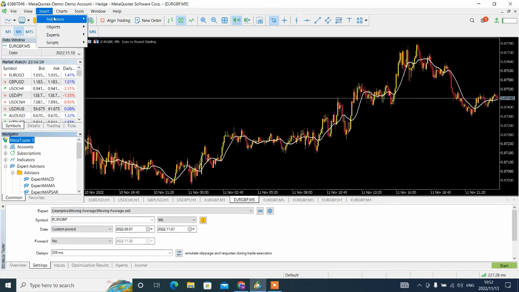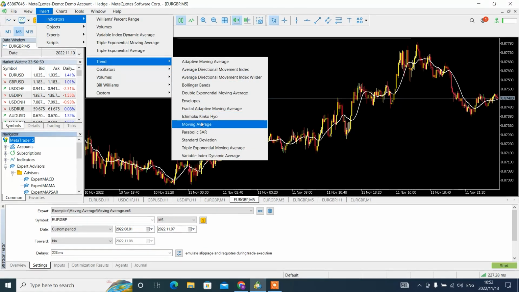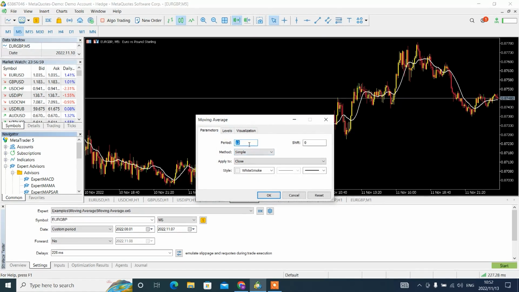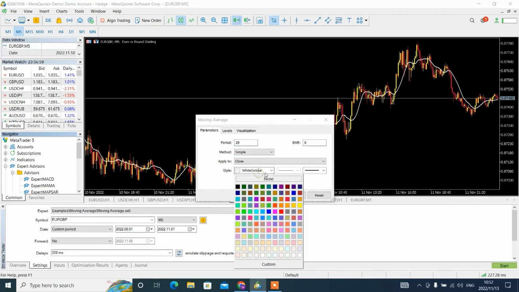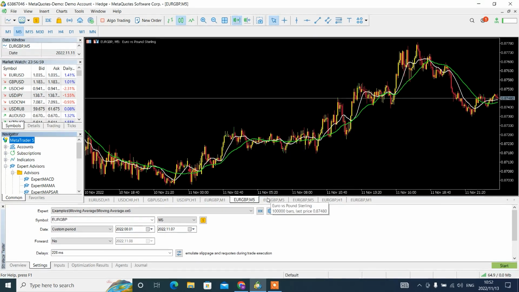Then we're gonna go for the next one, which is gonna be our slow moving average. On our slow moving average, we're gonna put at least, let's say 29, and then we change the color. You can change it to, let's say, green, and then you can see it there.